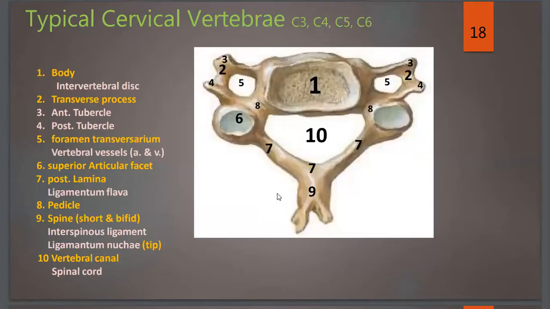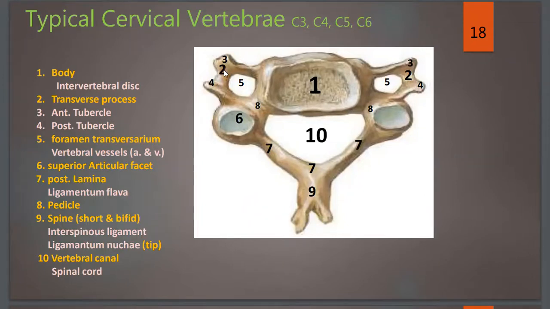So the typical cervical vertebra, let us now try to name the structures. Number one is the body. Between the two bodies we will have the intervertebral disc, isn't it? Then this is the transverse process with a hole. The hole is the foramen transversarium. It gives passage to vertebral vessels. This is the anterior tubercle. This is the posterior tubercle.